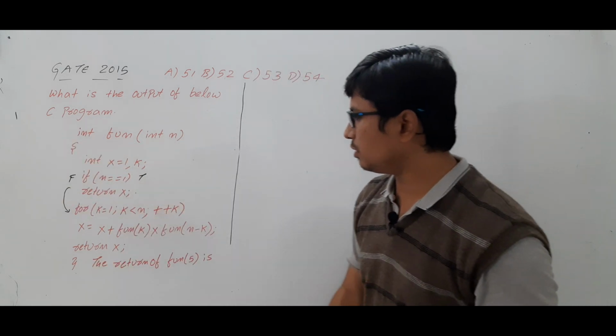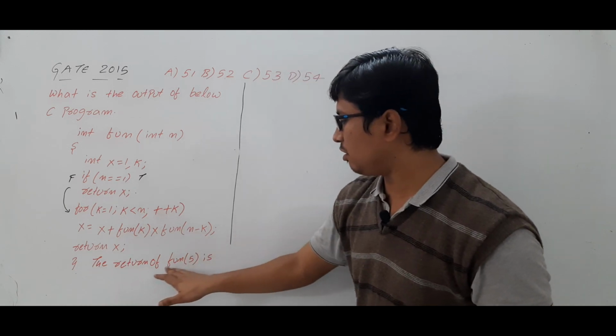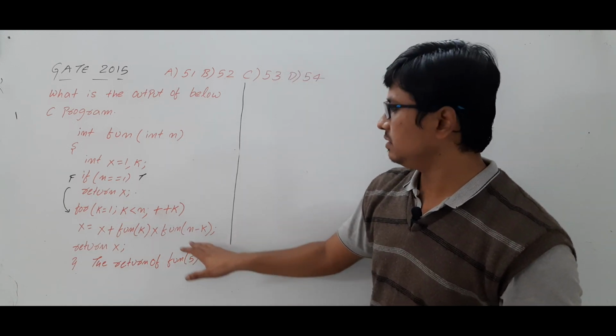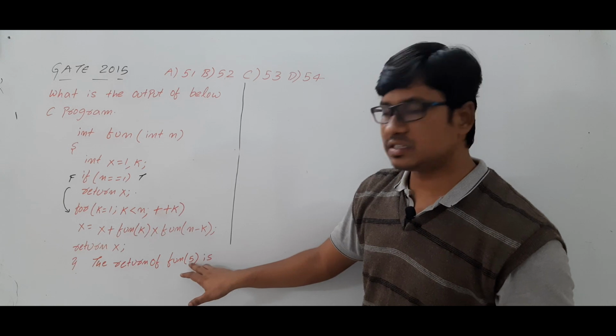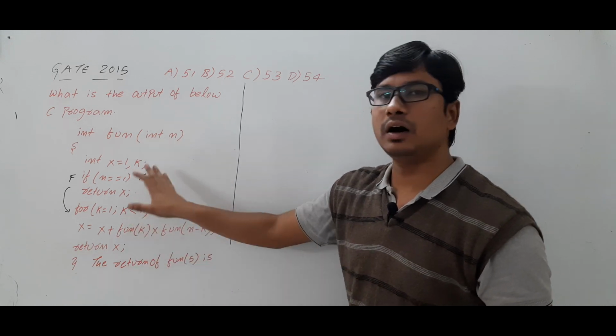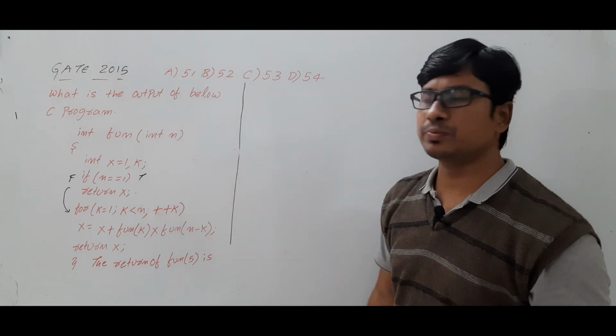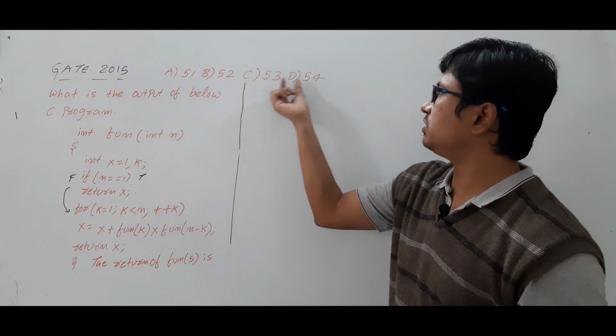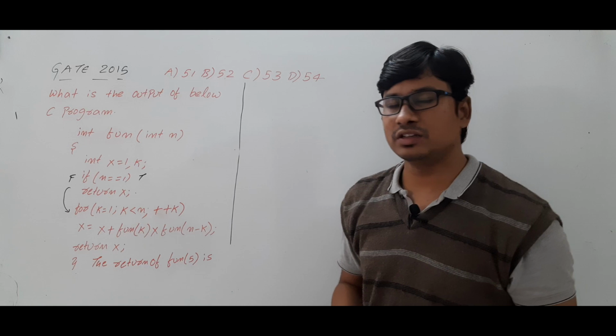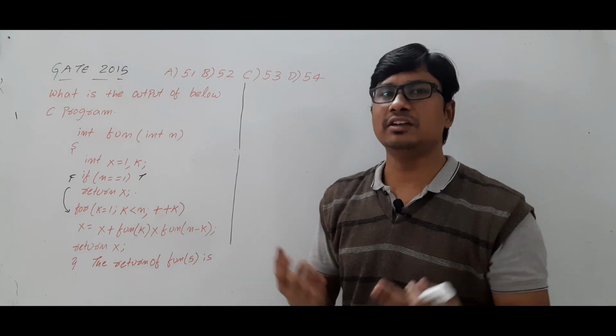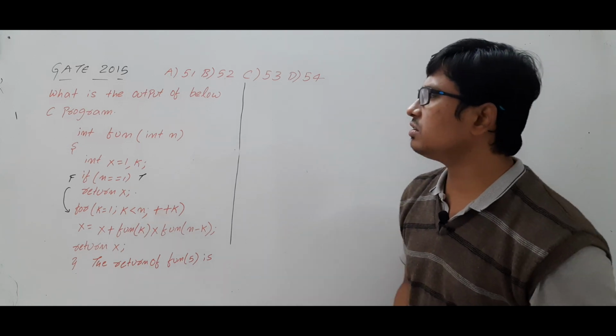Okay, good till now. The return value of function f5 is, if we are passing the value 5, what is the return value of this x they are asking? They have given 4 options such as 51, 52, 53, 54. We need to solve this question and find out the right answer. Okay, so let me solve this question.